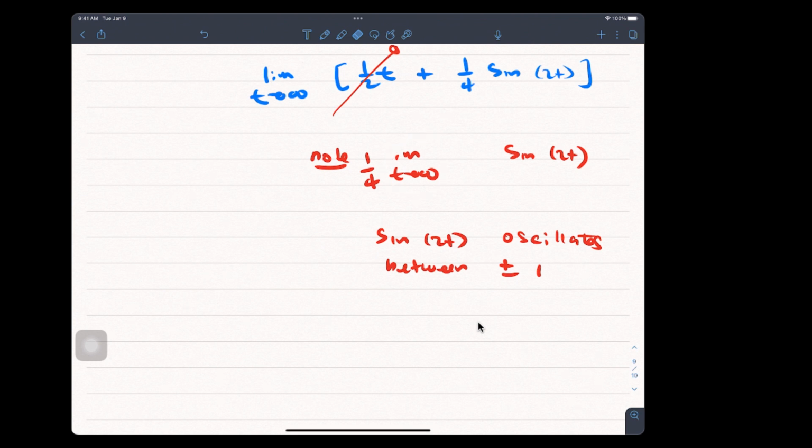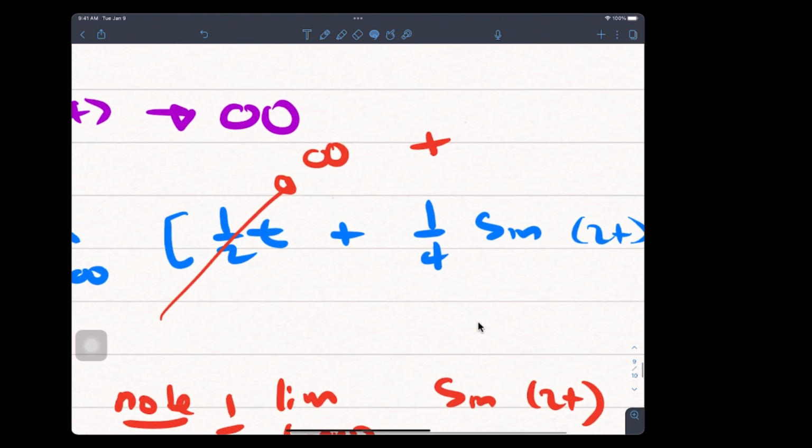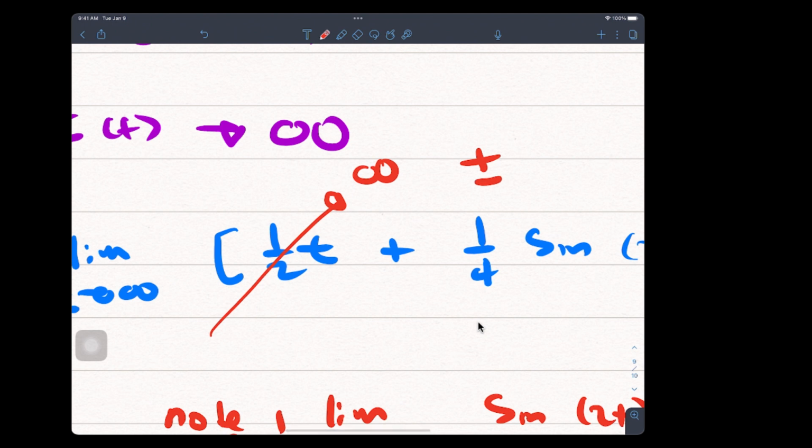So now, maybe you say, I can talk about that sine oscillating. But the whole thing is oscillating now between what? Plus or minus 1/4. So you're adding 1/4, subtracting 1/4. Is that true? So if you said this is getting big, plus or minus 1/4, isn't that still getting big? So the problem with the sine and even cosine is that it's going to oscillate between two numbers as t gets big.